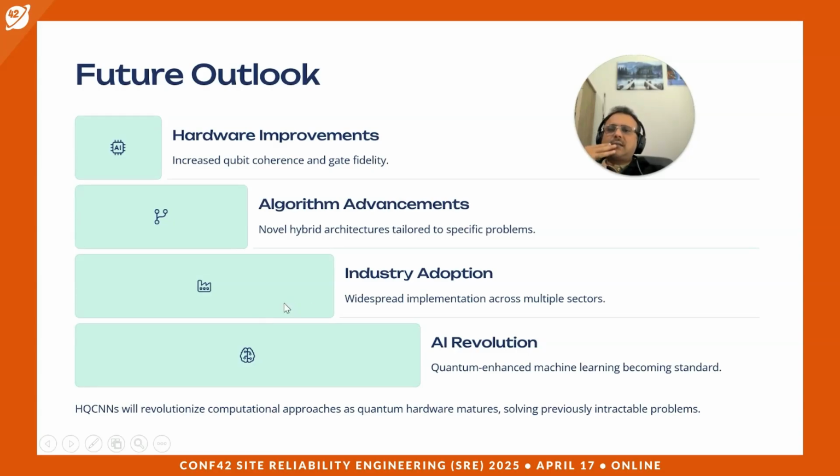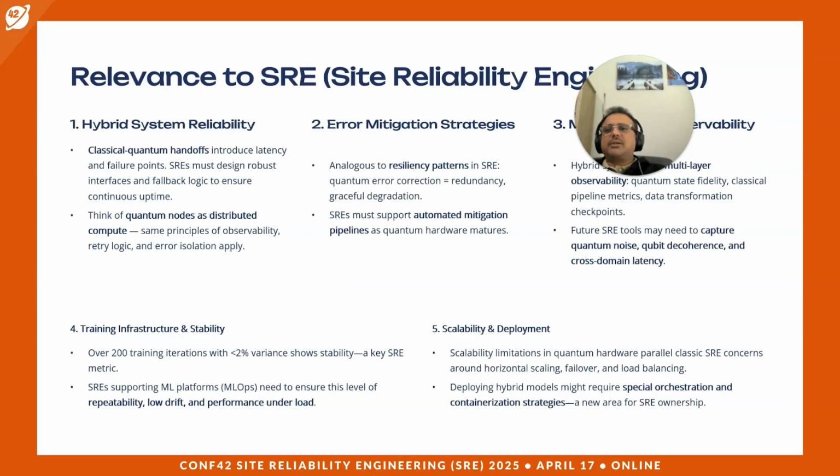The other thing is, this is now happening in labs, in some universities, or in top companies' labs or R&D divisions. But it has to become widespread industry adoption, and quantum-enhanced machine learning has to become a standard. They will surely revolutionize the computational approach, and when this matures, we can solve problems that we could not solve earlier, or could not even think about earlier.